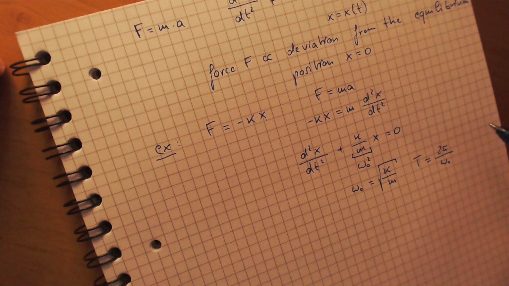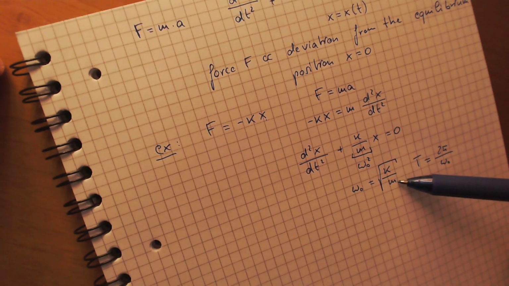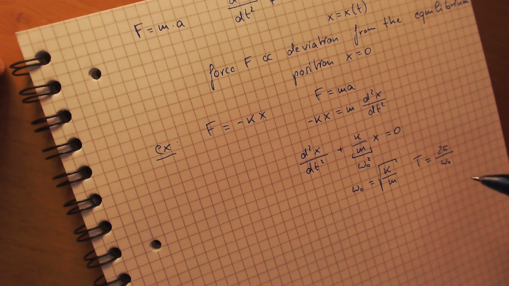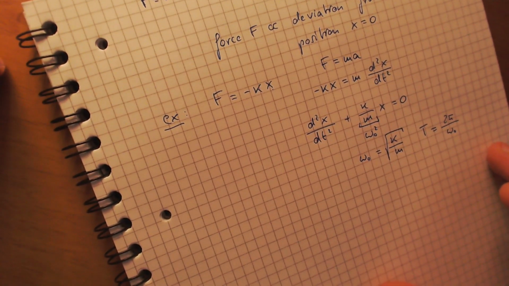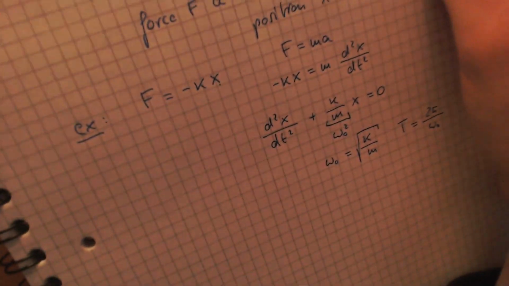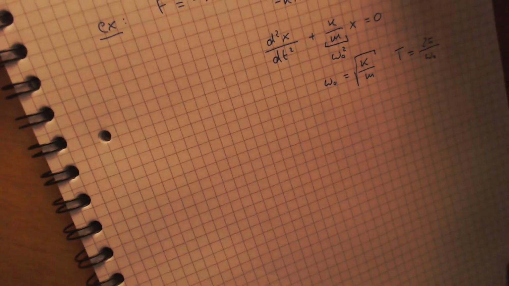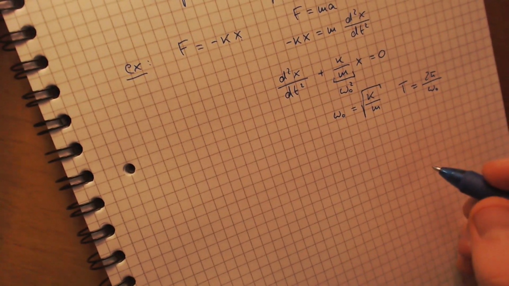So that means that basically the period of this simple spring depends only on the mass of our system and the elastic constant of the spring. Okay, so this is an example. Another example of the harmonic oscillator is the pendulum.